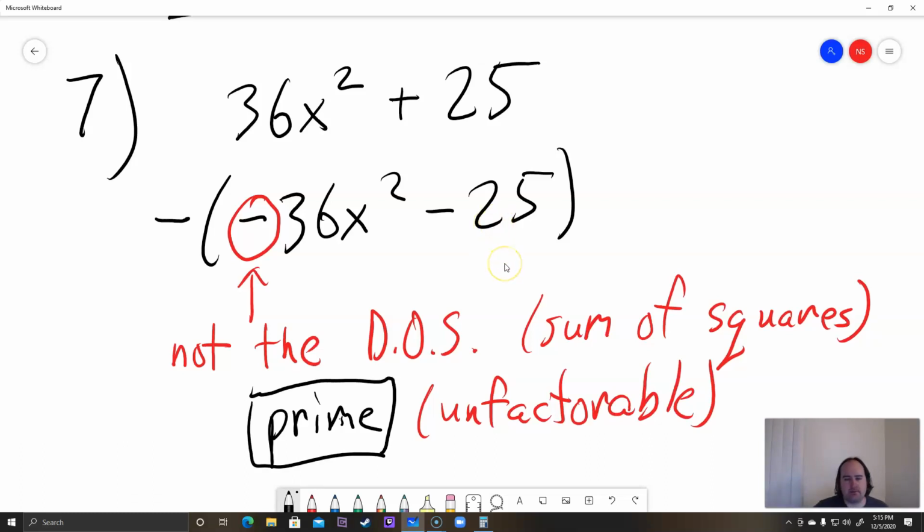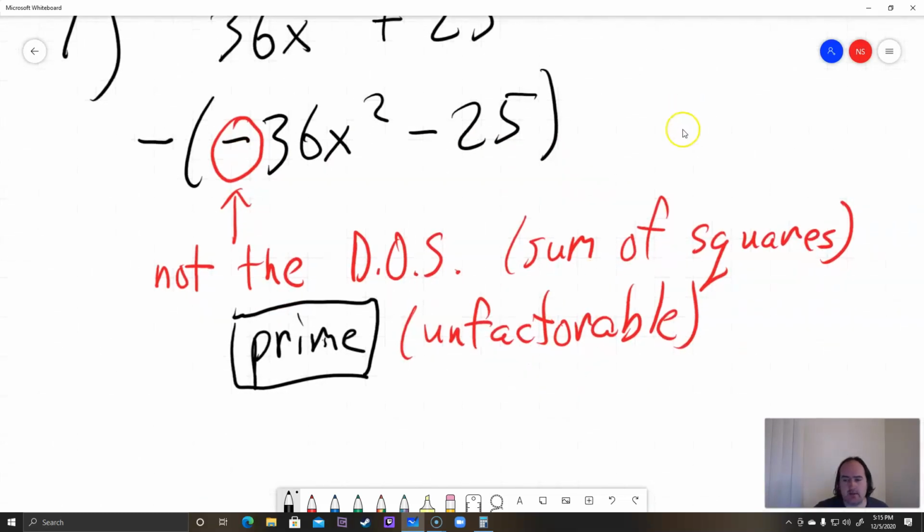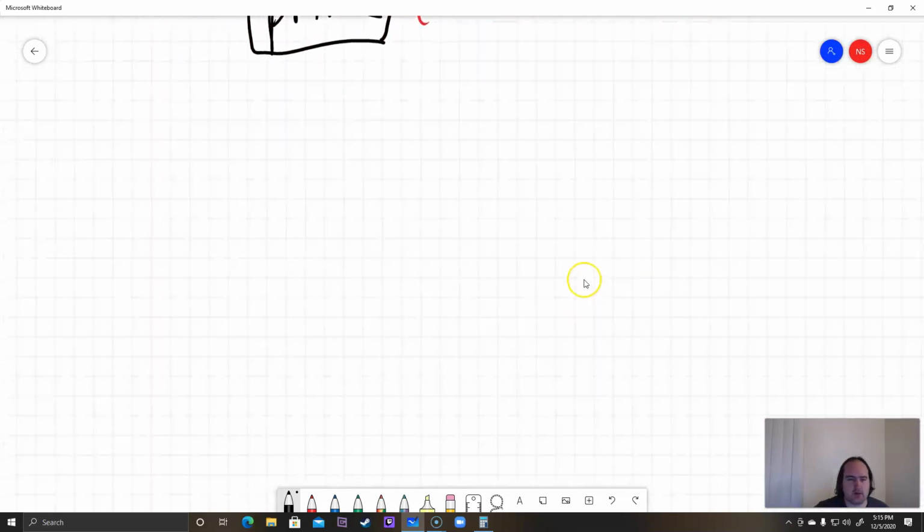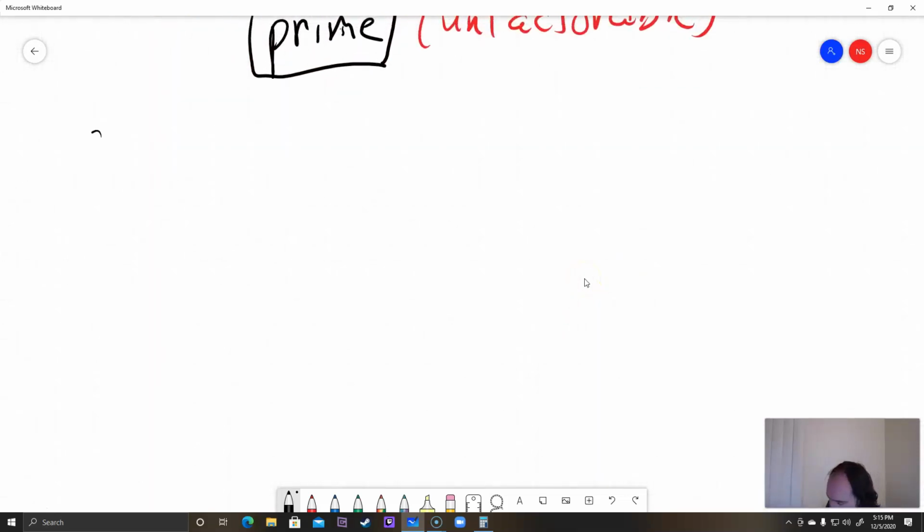Okay? So I think that covers pretty much your whole homework with regards to the difference of squares. Oh, I'm sorry, I take that back. Well, there's a couple more. I really got carried away when I was making your homework. So let me show you a couple more cases for the difference of squares. Okay, so number 8.